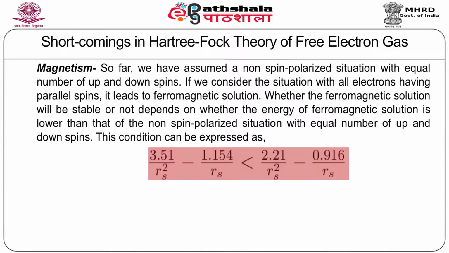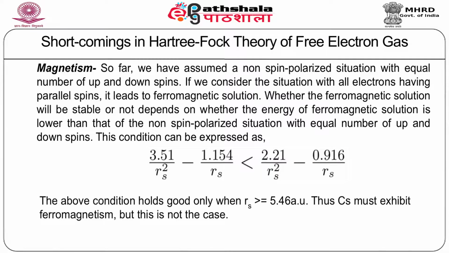If you remember, this is the expression we derived for this energy, assuming equal number of up and down spin. If we assume all spins to be up, then this is the expression we get. So ferromagnetism, which is the situation shown on the left-hand side, will be stable if the energy on the left-hand side is lower than the energy on the right-hand side. And this condition holds good only when the Rs is greater than or equal to 5.46 atomic unit. You can just derive it very easily from the above inequality.